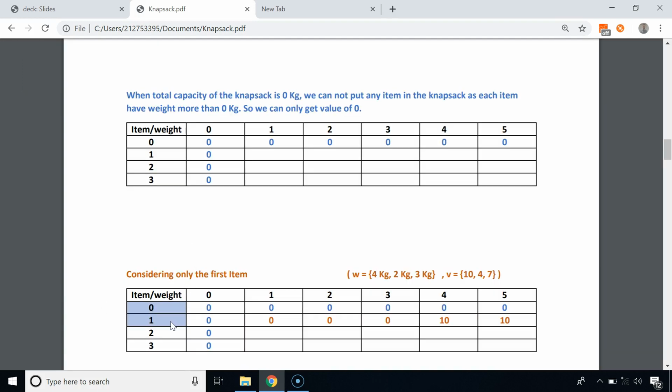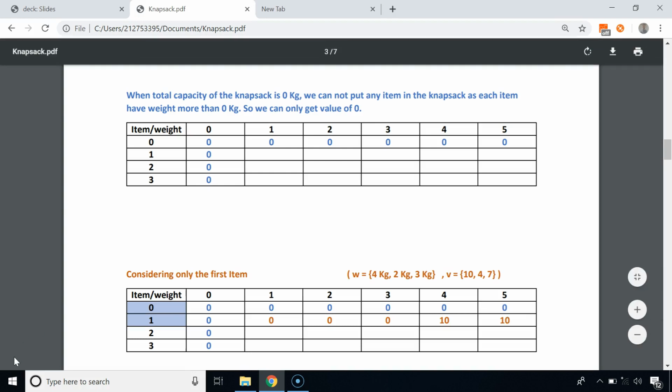Now let's see what will be the values when we consider only the first item. So the weight of the first item is 4 kg and the value is 10. Now since the weight of the first item is 4 kg, we cannot include the first item when the knapsack capacity is less than 4. So when the knapsack capacity is 1 or 2 or 3, in this case we cannot include the first item, so the value is 0. Now when the knapsack capacity is 4, we can include the first item, so the value is 10. Similarly, when the knapsack capacity is more than 4, we can include the item. So in that case as well, the value we will get is 10.